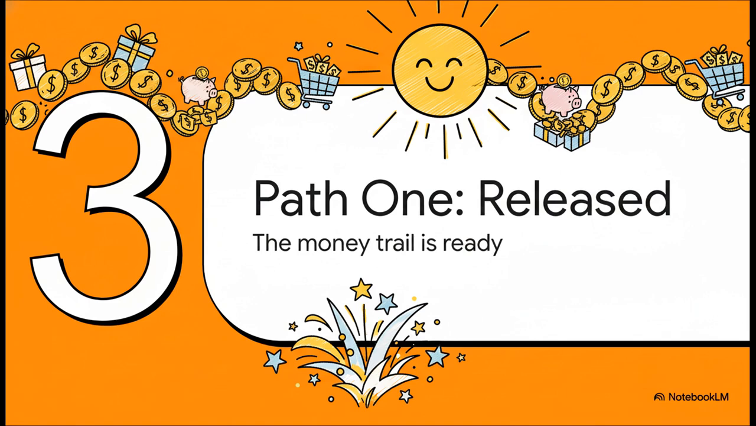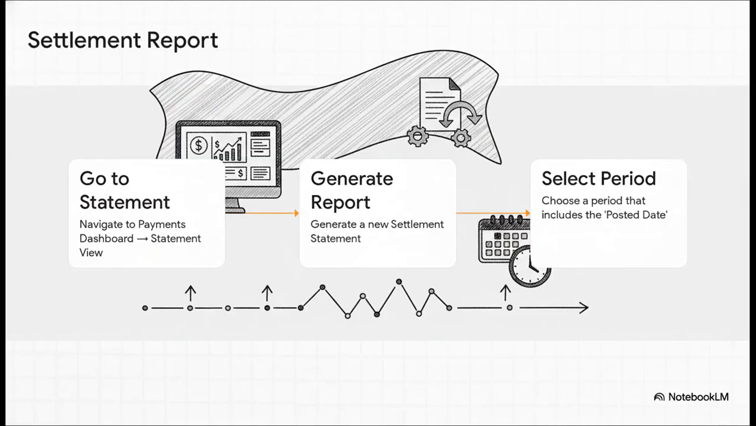This is the happy path, right? It means the funds are available or they've already been paid out. So here's where you find them. Your first stop should be the settlement report. This one's perfect for matching up with your bank payouts. Just go to your statement view and generate a new report.